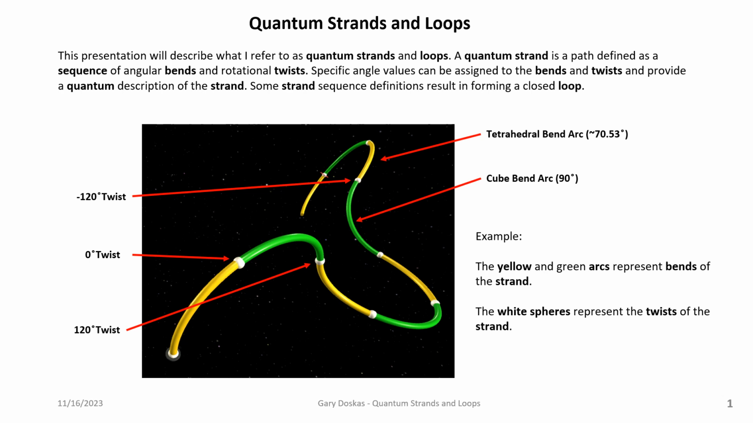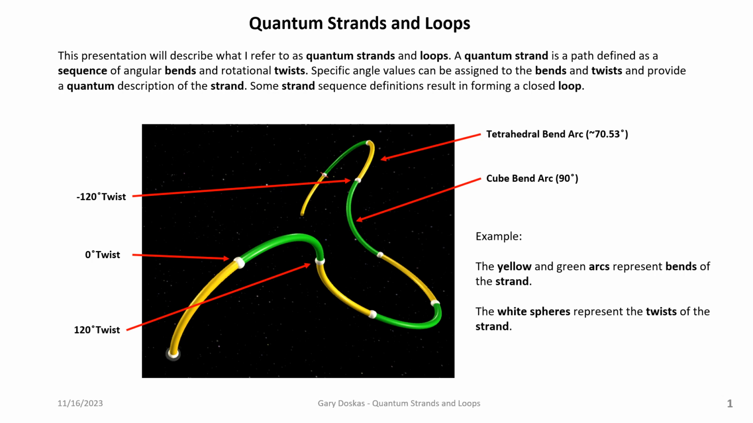This presentation will describe what I refer to as quantum strands and loops. A quantum strand is a path defined as a sequence of angular bends and rotational twists. Specific angle values can be assigned to the bends and twists and provide a quantum description of a strand. Some strand sequence definitions result in forming a closed loop.